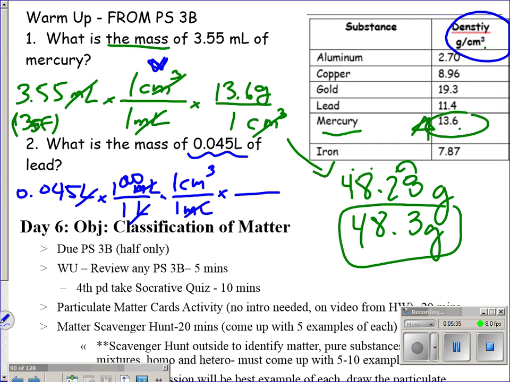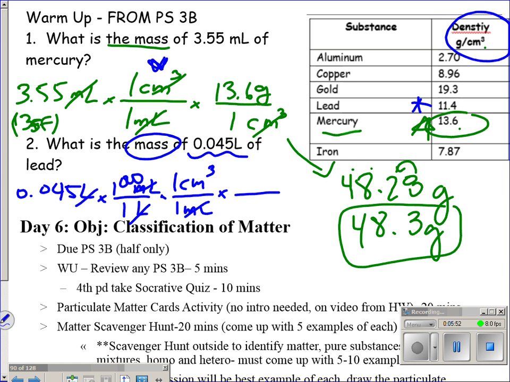Multiply by. Hold on, I got one more step I need to put in here, because I still haven't gotten to mass, right? Mass is grams. Go for it, Nick. 11.4 grams on top of it.